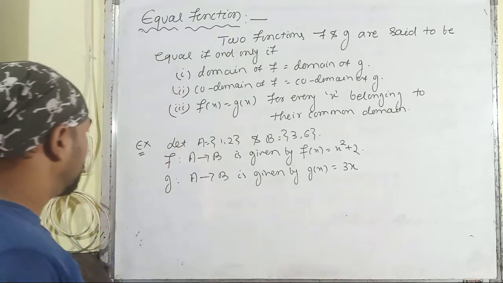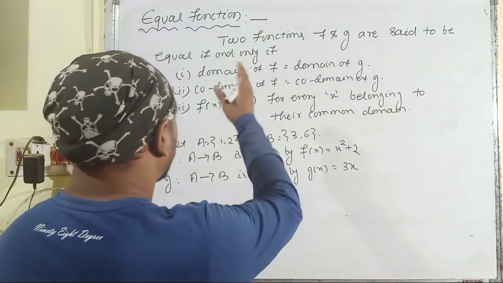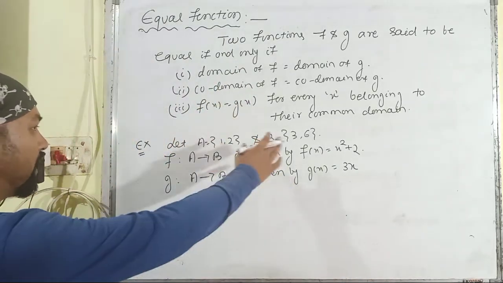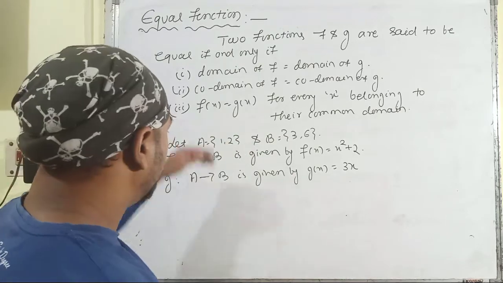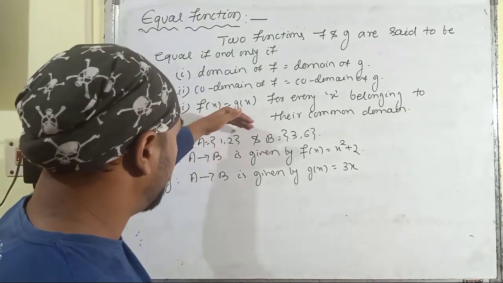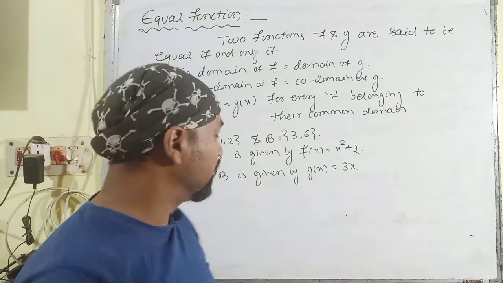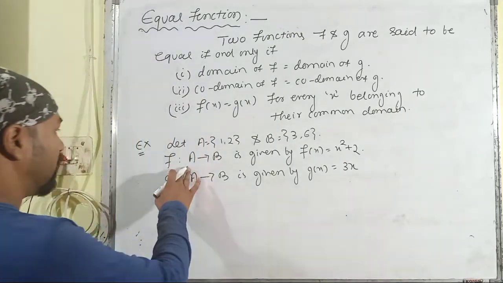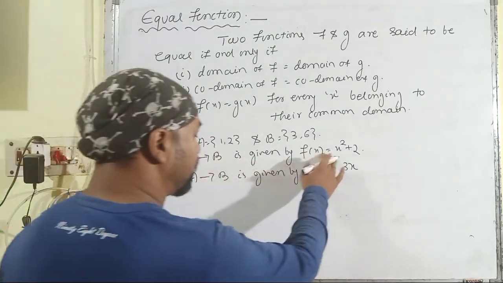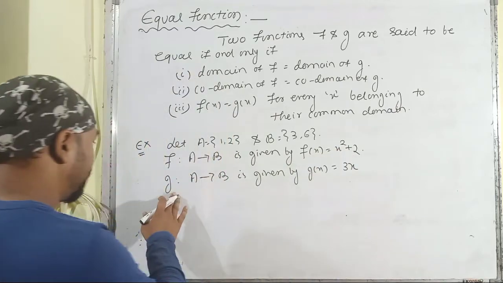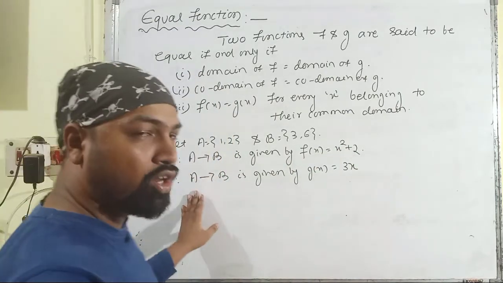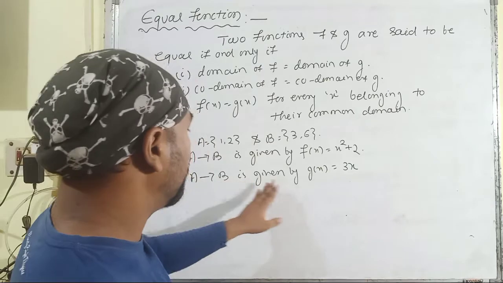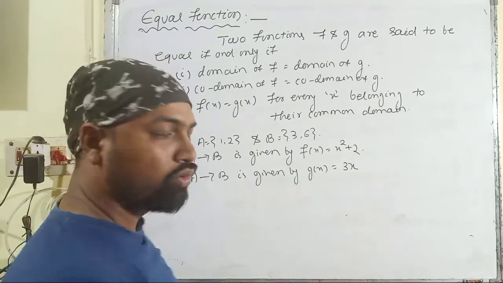And let us solve a problem which is based upon the equal function. The two sets A and B are given to you. A set containing the elements 1, 2 and B set containing the elements 3, 6. f is a function from A to B given by f of x is equal to x square plus 2. Another function g is also defined from set A to set B, which is given by g of x is equal to 3x.